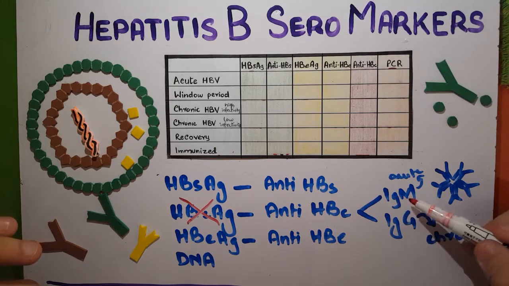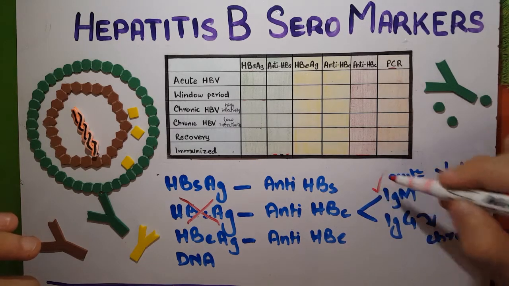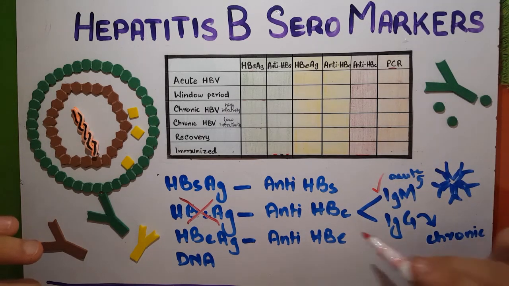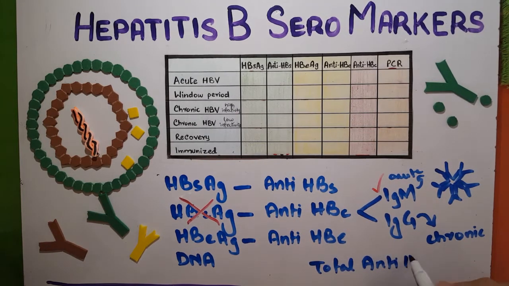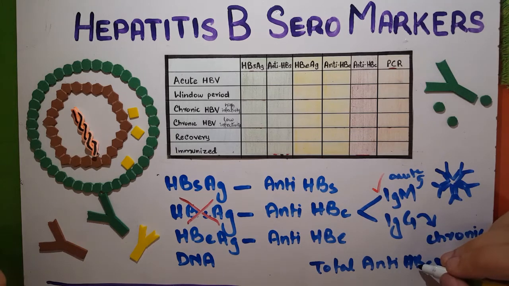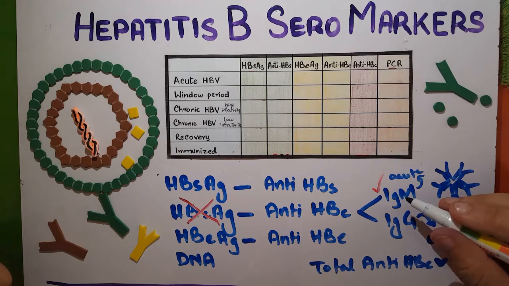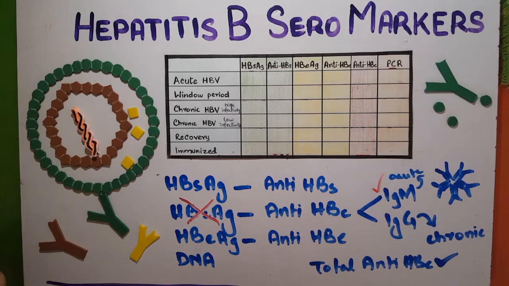Regarding IgM anti-HBC and IgG anti-HBC, the IgM anti-HBC levels can be measured, but IgG anti-HBC levels cannot be measured. But we can measure the total anti-HBC, and this is equal to the sum of the IgG and IgM. So if the total anti-HBC level is high and IgM levels are low, it means that the total contains IgG and IgG levels are high.